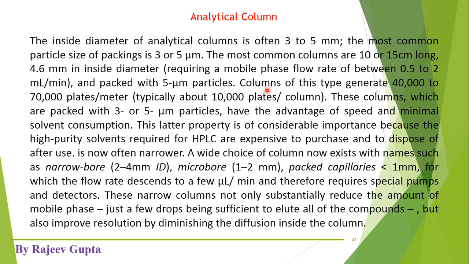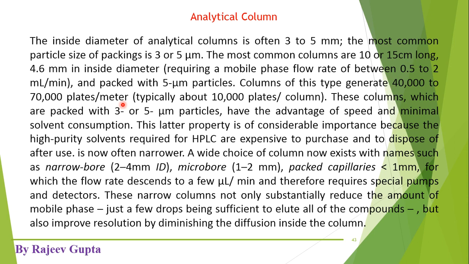This is the particle size. Now columns of this type generate 40,000 to 70,000 plates per meter. These are the theoretical plates in column chromatography, which directly depend on the particle size of the stationary phase material. If the particle size is very small, then we get a high number of theoretical plates inside the column.